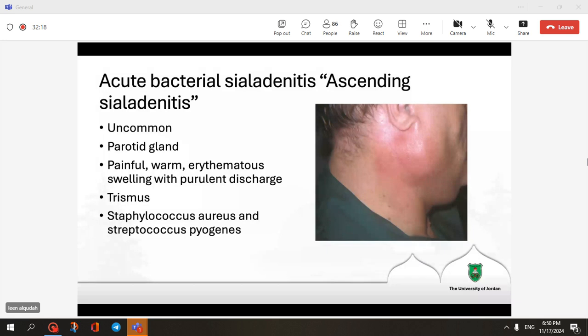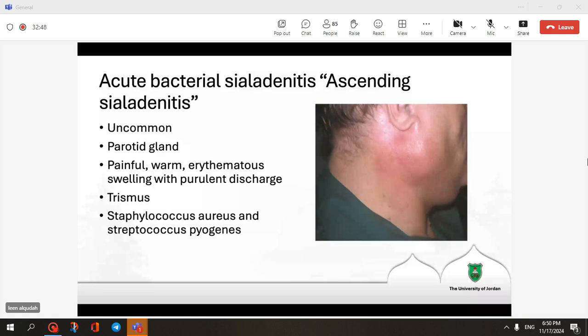What you need to know in these patients is that it's basically going to be at the angle of the mandible. Usually the complication would be that patients will have trismus or will have a guarding effect when they open their mouths, trying to guard their mandible on the side that is affected. Bacterial sialadenitis most commonly is unilateral, and clinically we will see warm erythematous swelling and purulent discharge intraorally, and patients will report pain.